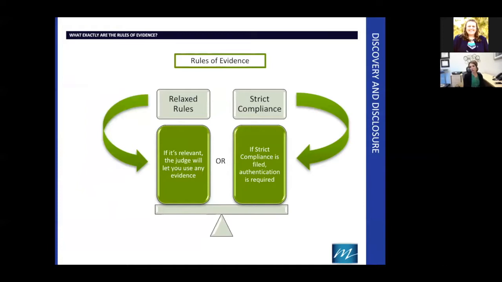Most of the time, people who are representing themselves are not going to be filing a notice of strict compliance. But if you are representing yourself or if you have an attorney and you're just looking to get more information, and your other side has an attorney, they may file a notice of strict compliance. That means that the rules of evidence have to be followed.